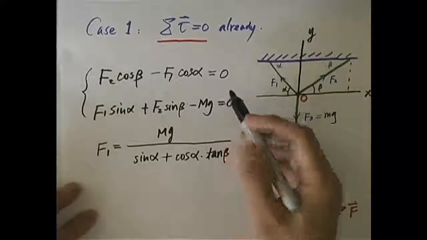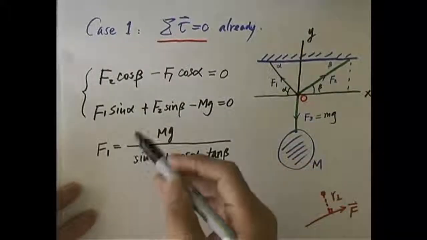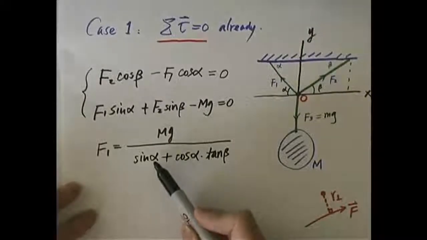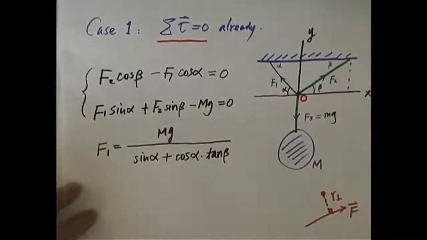And of course, once you know F1, you know F2 and F1 are symmetrical from these two equations. So for F2, all you have to do is replace alpha with beta and beta with alpha. You will get F2.